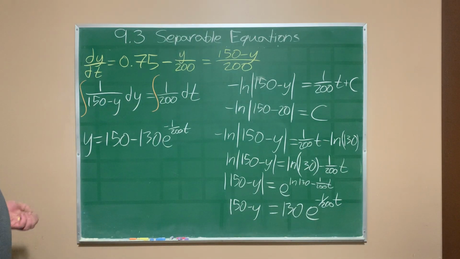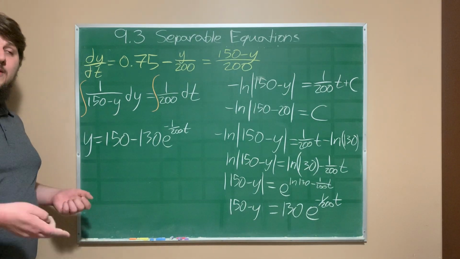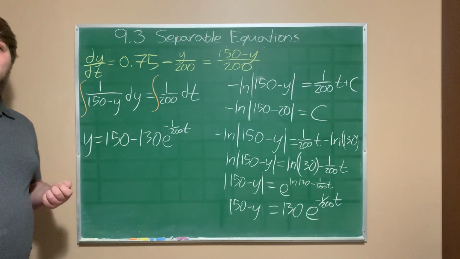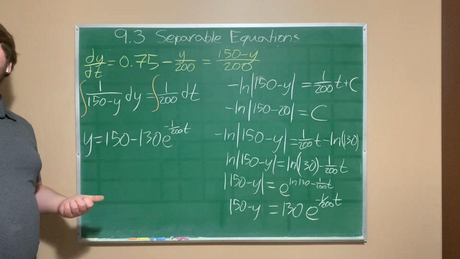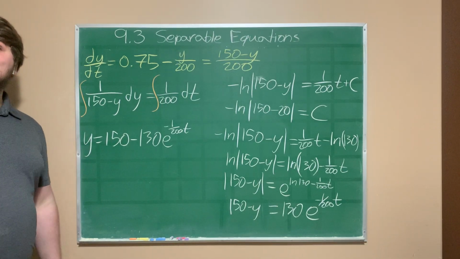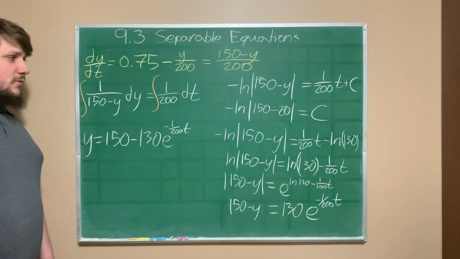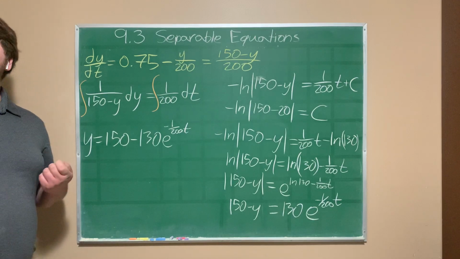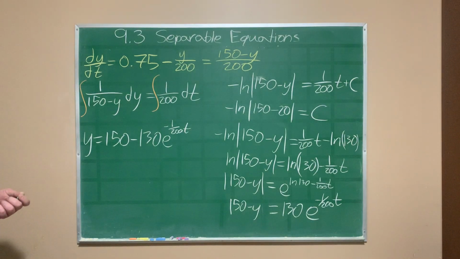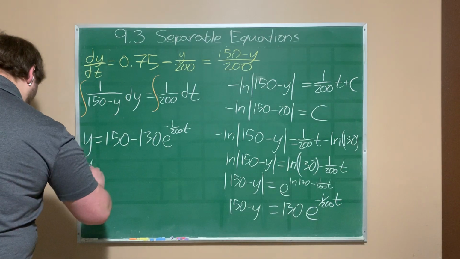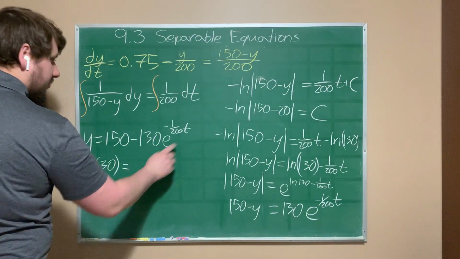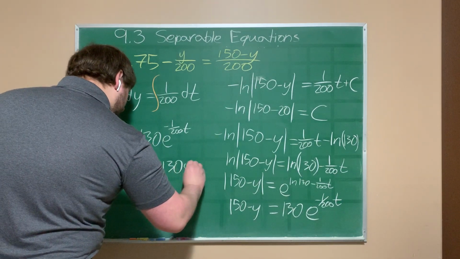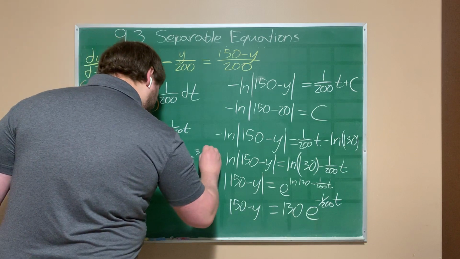And so what that means for this problem is that if you were to continue this tank mixing problem, eventually the amount of salt in the tank would approach 150 kilograms. And that would be a perfectly mixed tank at that point. But what we are actually trying to answer is how much salt is in the tank after just 30 minutes. So that is going to be y of 30. Y of 30 is what you get when you plug in t equals 30 here. So we have 150 minus 130 times e to the negative 30 over 200.